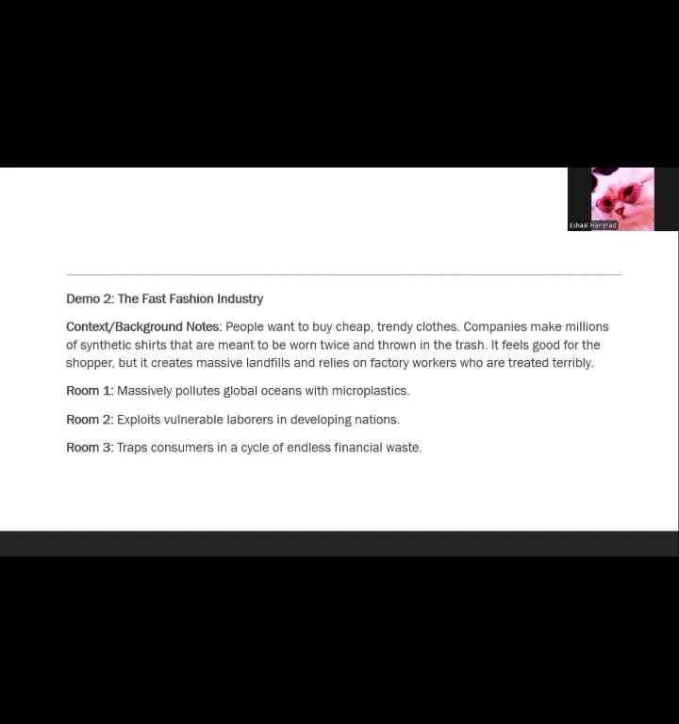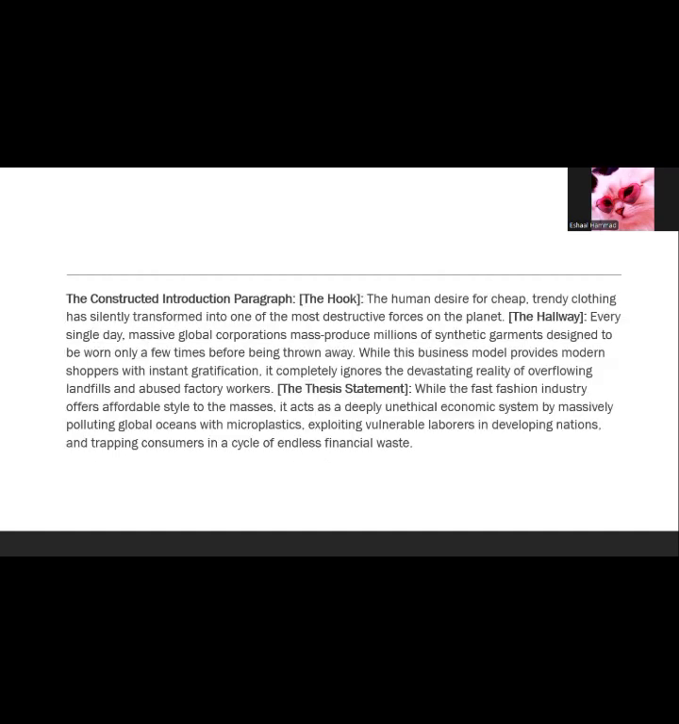So the new rules: one, it massively pollutes global oceans with plastics. Second, it exploits vulnerable laborers in developing nations. Three, it traps consumers in a cycle of endless financial waste. And of course we know that financial waste, or israf, is haram in Islam as well. So the constructed introduction paragraph would be: the hook.